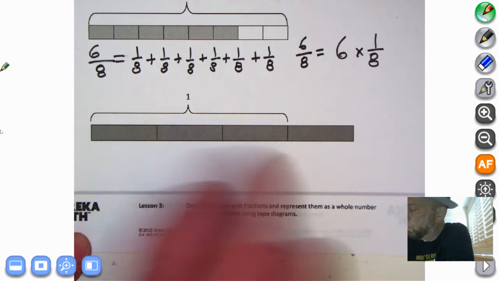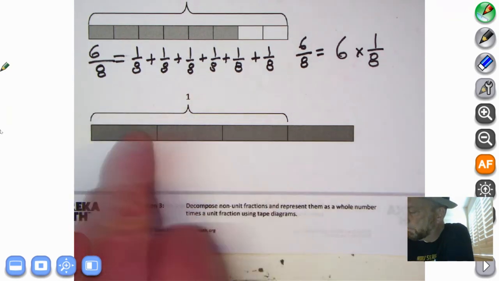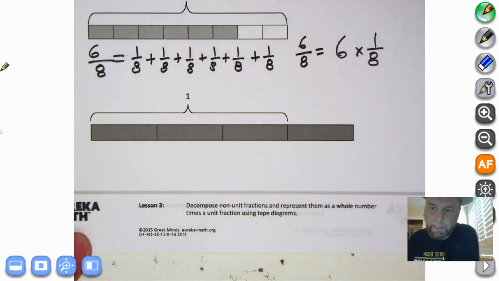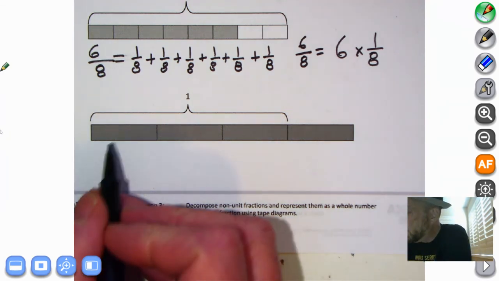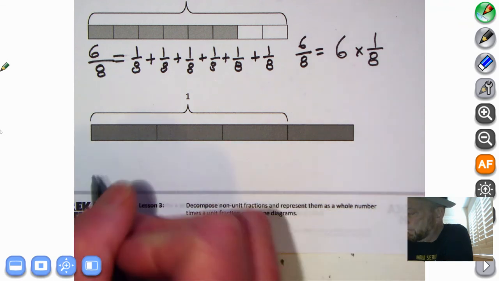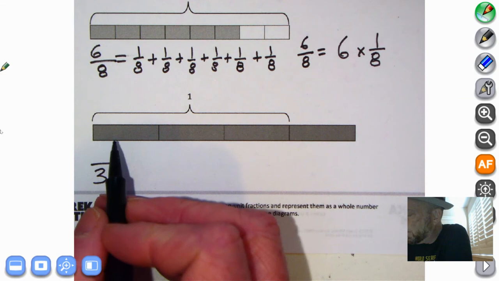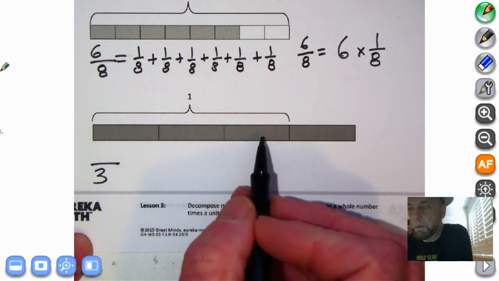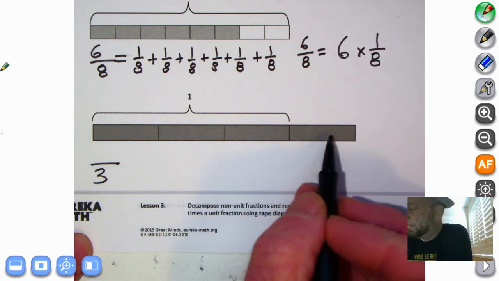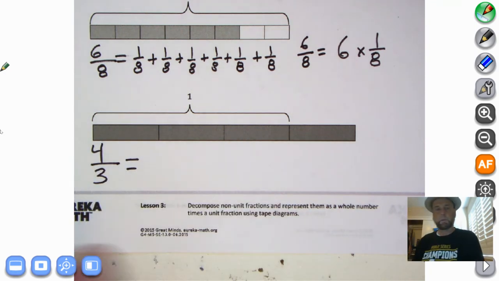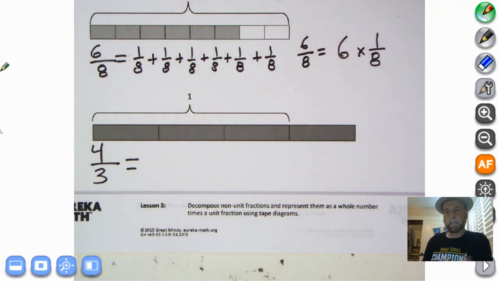So let's just look at the 1. See, the 1 is this part right here. This is greater than 1. That means the numerator, the number on top of the fraction, will be larger than the denominator. But first we have to figure out what these parts are. 1, 2, 3. Okay, so I know I'm going to be dealing in thirds. But how many thirds do I have? Well, I have 1, 2, 3 to make one whole, but I have another one. So it's 4 thirds.